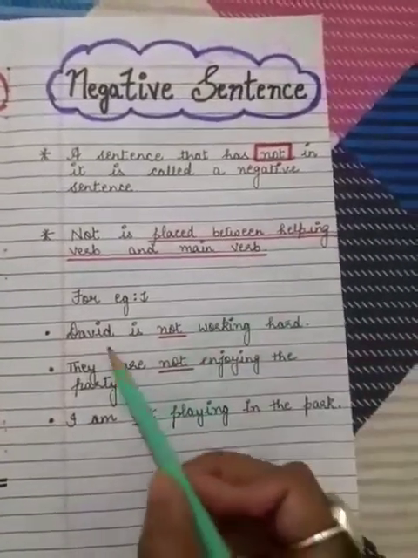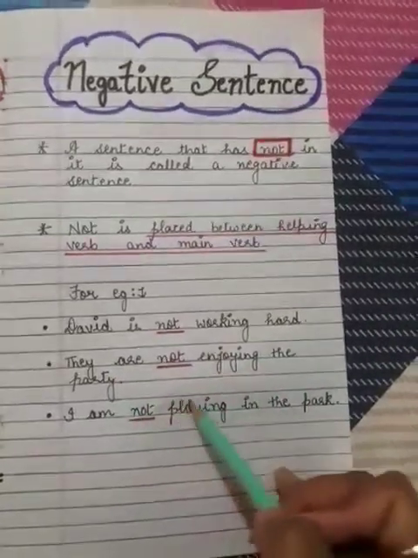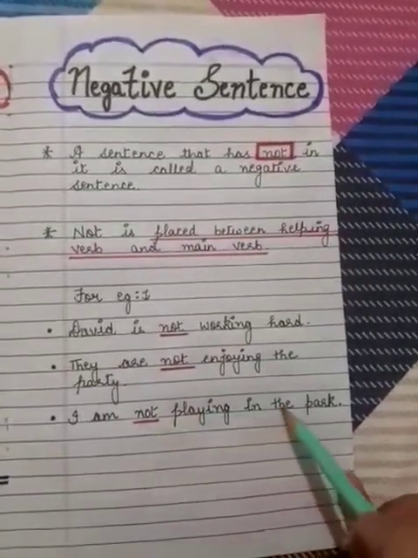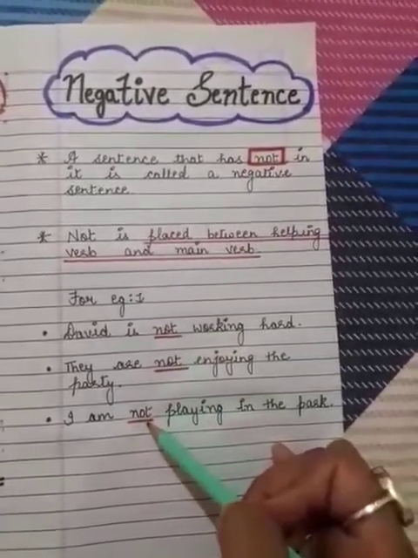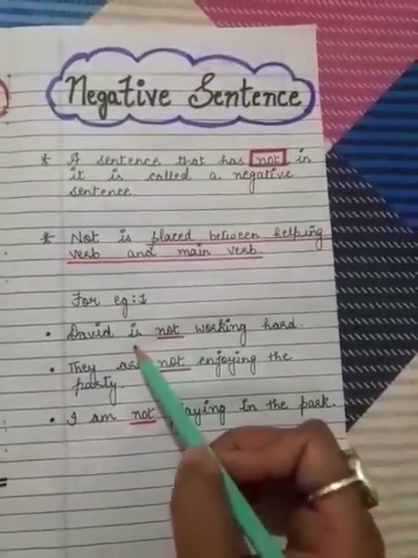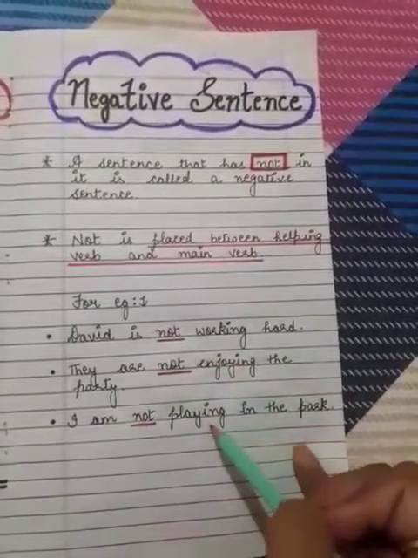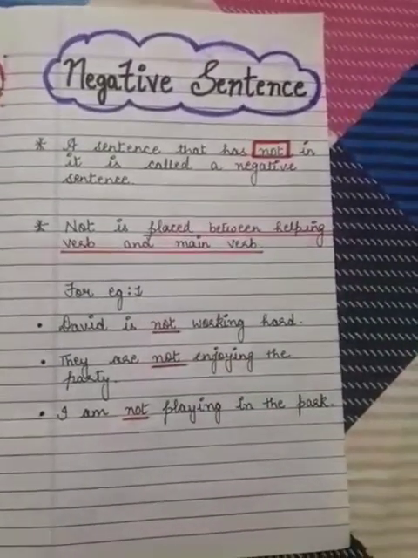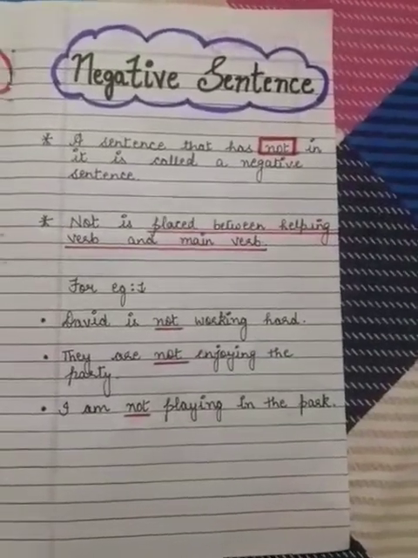For example, David is not working hard. They are not enjoying the party. I am not playing in the park. We have added not in all the three sentences to make them negative. Also, not is placed between the helping verb and the main verb. Same here, helping verb and main verb. So, to make the sentences negative, we have to add not in them.